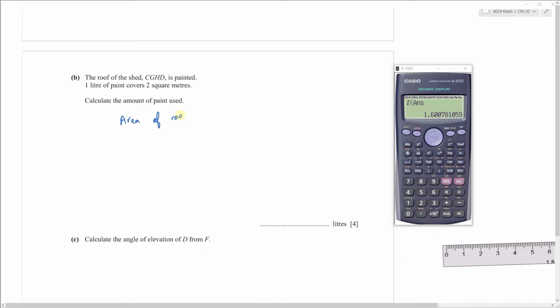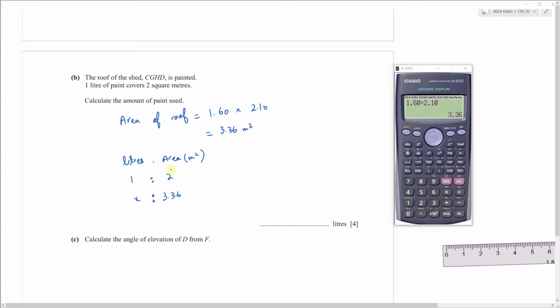Area of roof will be 1.60 multiplied by 2.10. So this is 3.36 meters square. So now we have to calculate how much paint is used. So let's use the ratio method, liters ratio area. So 1 liter covers 2 square meters. Area is in meter square. And then you need to calculate how many liters is used for 3.36. Let's call it X.